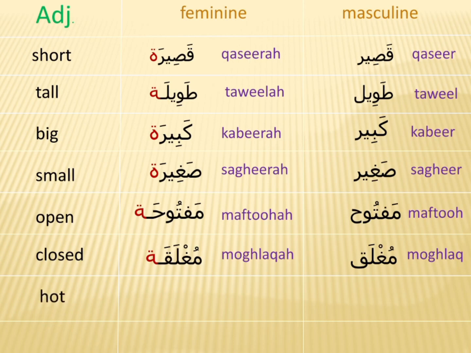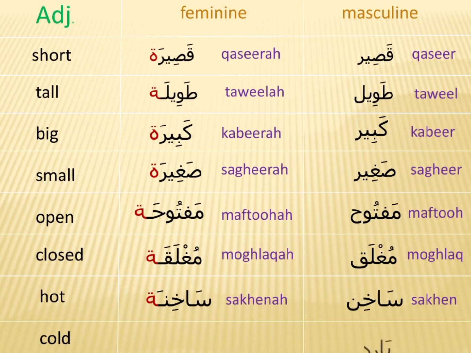Hot. The masculine form is ساخن. The feminine form is ساخنة. Cold. The masculine form is بارد. The feminine form is باردة.